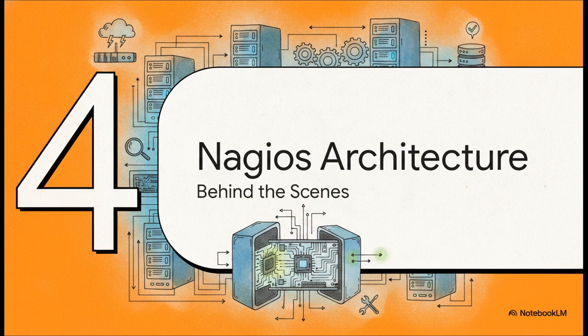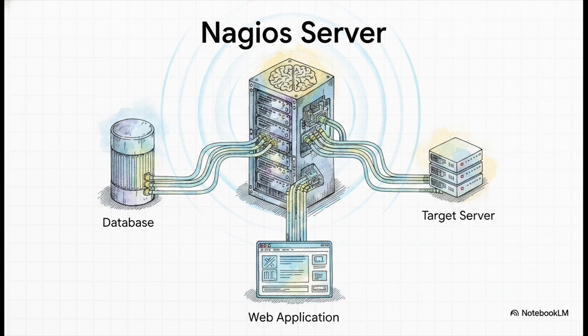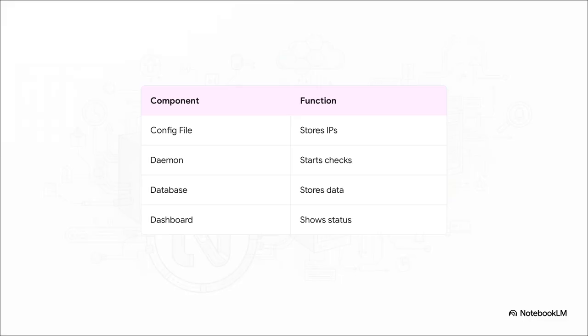Let's take a peek behind the scenes. So, how does Nagios actually execute all these checks under the hood? Well, it operates on a very strict client-server architecture. You've got one central brain, the primary Nagios server, and then you have multiple remote clients, or target nodes. These target nodes are your everyday working servers, your databases, and your web applications that the central server is constantly keeping an eye on.